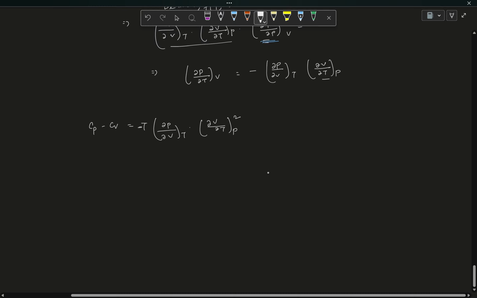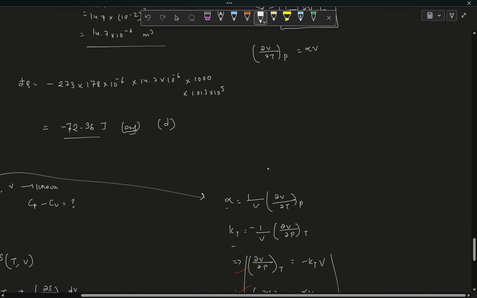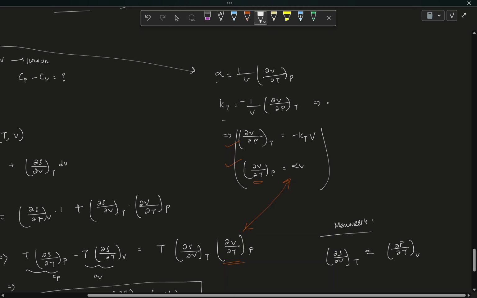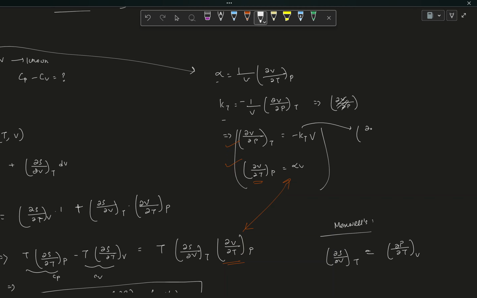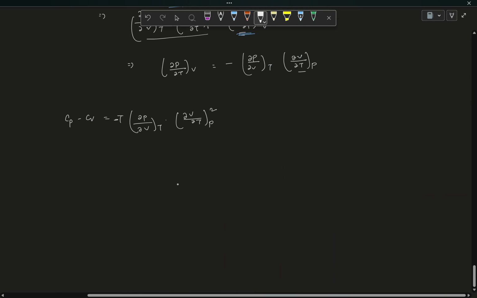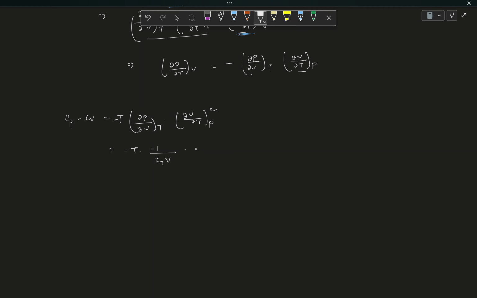Now you have this information about Kt, which is the isothermal compressibility, that del V del P at T constant is equal to minus Kt times V. So from here you can also get del P del V at T constant, just the inverse of that, so this is just minus 1 by KT V. That is what we write here: this is equal to minus T into del P del V, this term is just minus 1 by KT times V, to this whole square term, which is just alpha into V, that whole square. So this is alpha squared V squared.